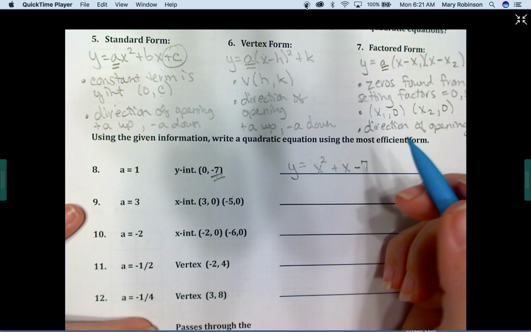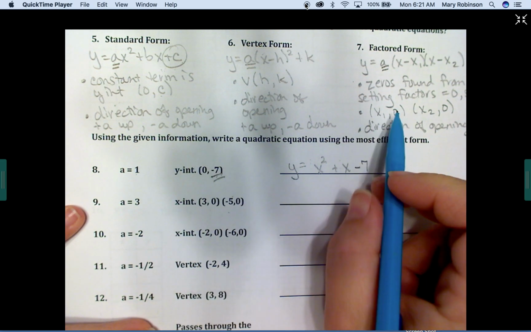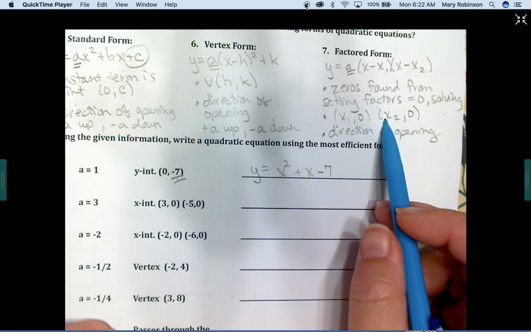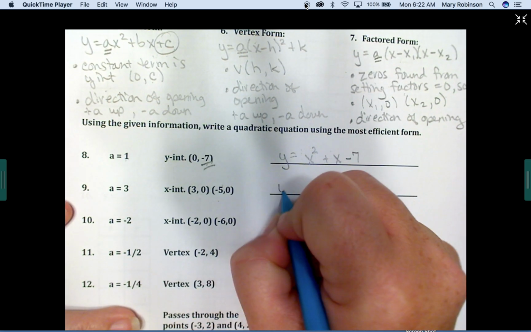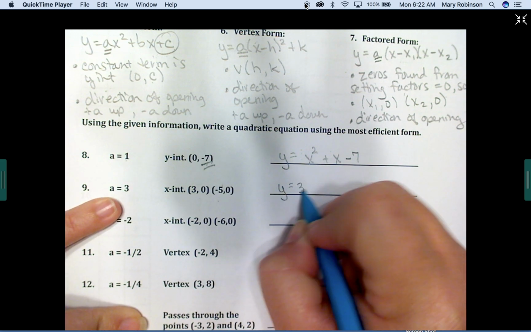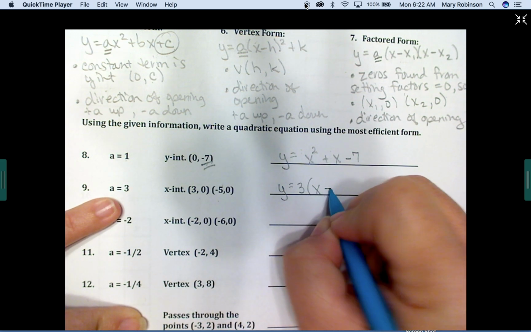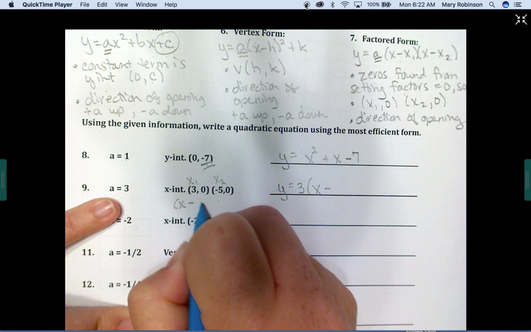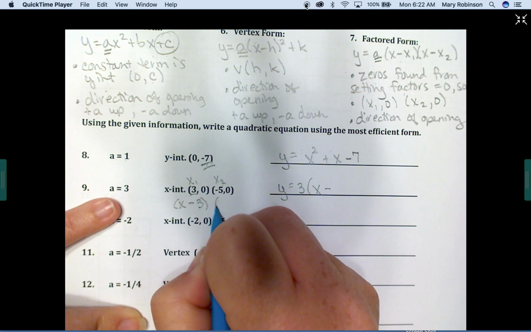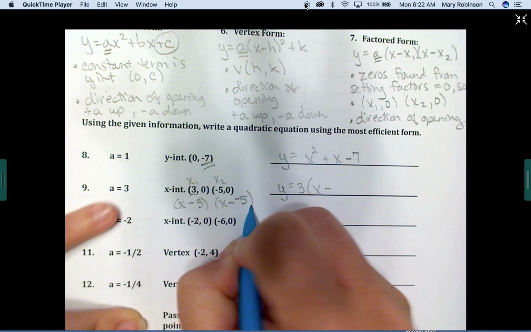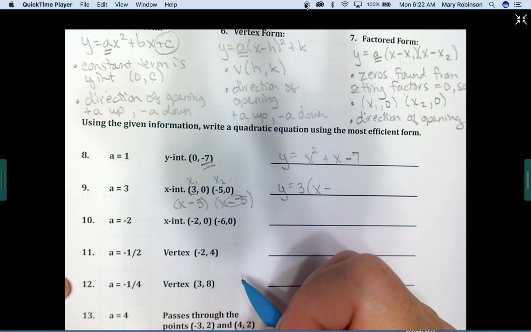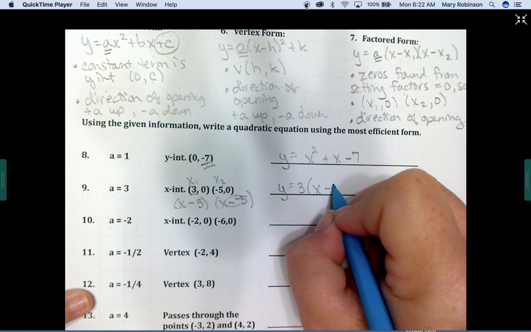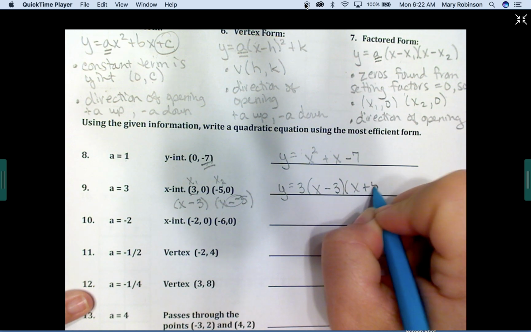All right, for number 9, you're given x-intercepts. Remember, x-intercepts are zeros, and they're found from saying the factor is equal to 0 and solving. So you basically think of working backward. So y equals the a value, which is 3, times the quantity x minus, this would be our x sub 1, and this is our x sub 2. When we write our factors, it's always x minus the zero. And over here, when we do x minus negative 5, we'll end up adding right here because we have subtracting a negative. So again, it's y equals 3 times the quantity x minus 3 times the quantity x plus 5.